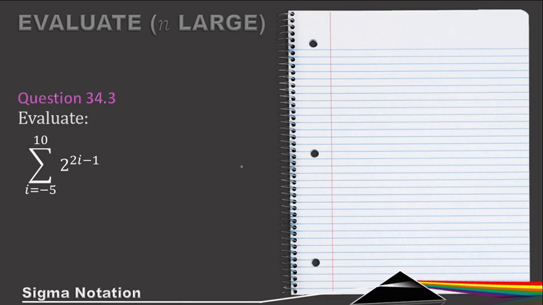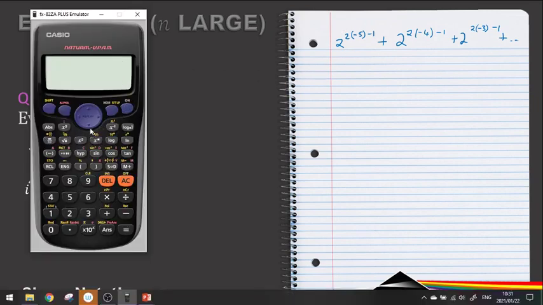Right, then question 34.3. Evaluate the following. And here we're going to just find the first three terms again. And it is going to be 2 to the power of 2 times negative 5 minus 1, plus 2 to the power of 2 times negative 4 minus 1, and then 2 to the power of 2 times negative 3 minus 1, going on. Okay, so the first term is then going to be, let's just type that one in. We've got negative 10 minus 1, so that's 2 to the power of negative 11. Yes, so this is 1 over 2048.